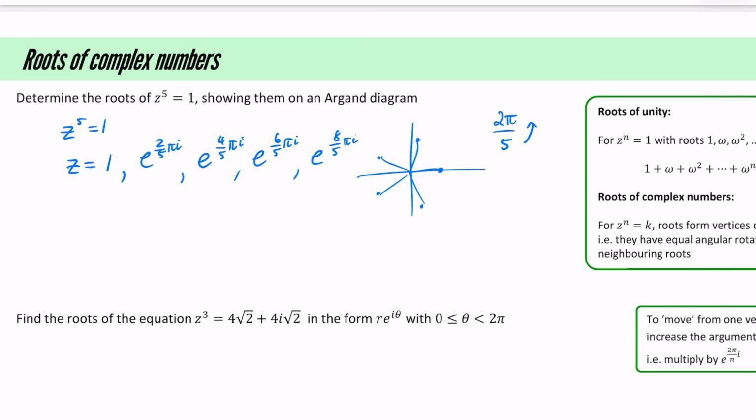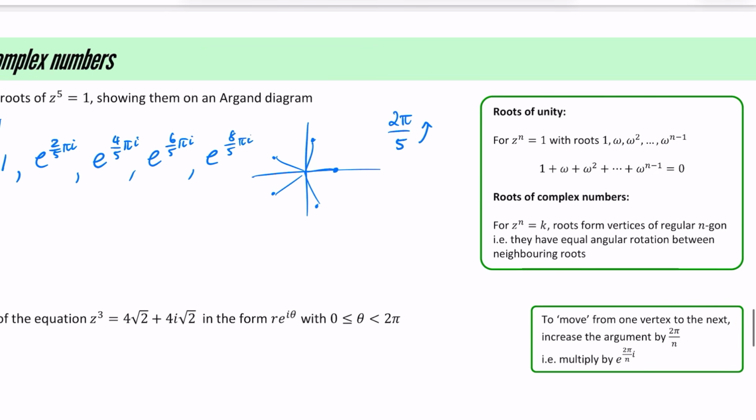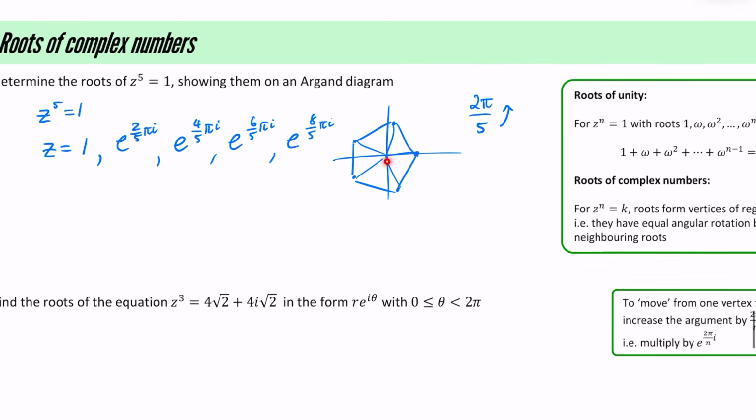10 over 5 is 2, you get 2 pi i, which is a full rotation, and we are now talking about that same complex number that we've got here. So with these roots, like we've said, it forms a regular polygon. In this case, it has formed a regular pentagon, where the angles are 0, 2 pi over 5, 4 pi over 5, 6 pi over 5, and 8 pi over 5.